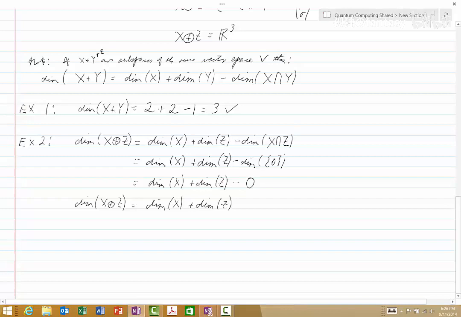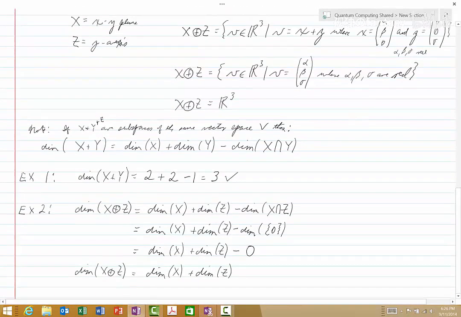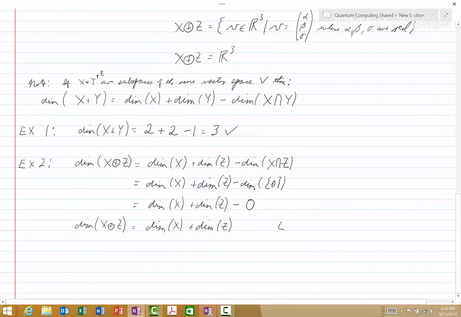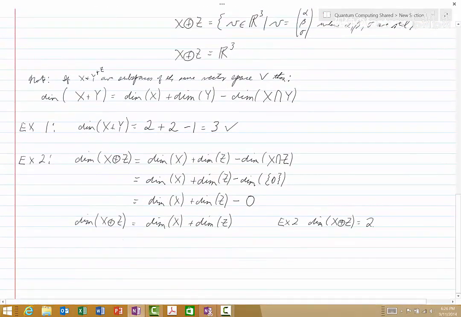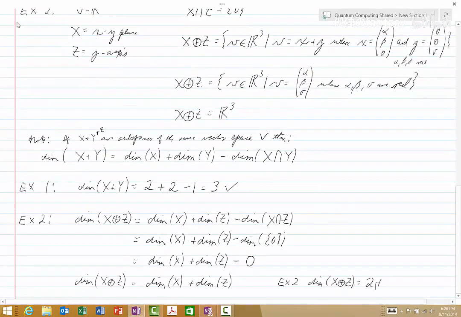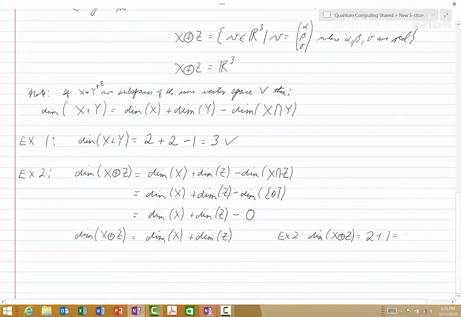But again, we can only use that direct sum notation when x and z have an intersection that consists only of the 0 vector. And if you look at example 2, that works. In example 2, that says that the dimension of x direct sum with z is equal to the dimension of x plus the dimension of z. And remember, in example 2, x is equal to the xy plane, so the dimension of x is 2, and z here is the z-axis. So since it's just the axis, the dimension of that is 1. And so we get 3, and sure enough, that is consistent with the fact that the direct sum of x and z is all of R3.